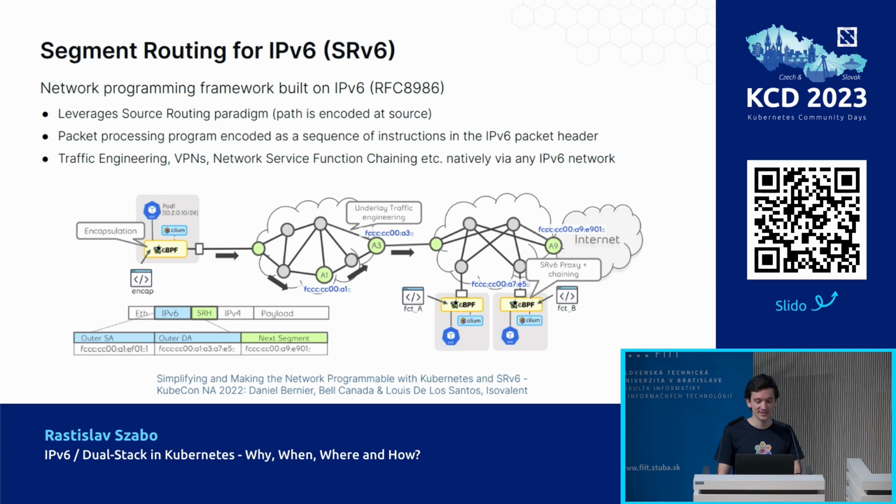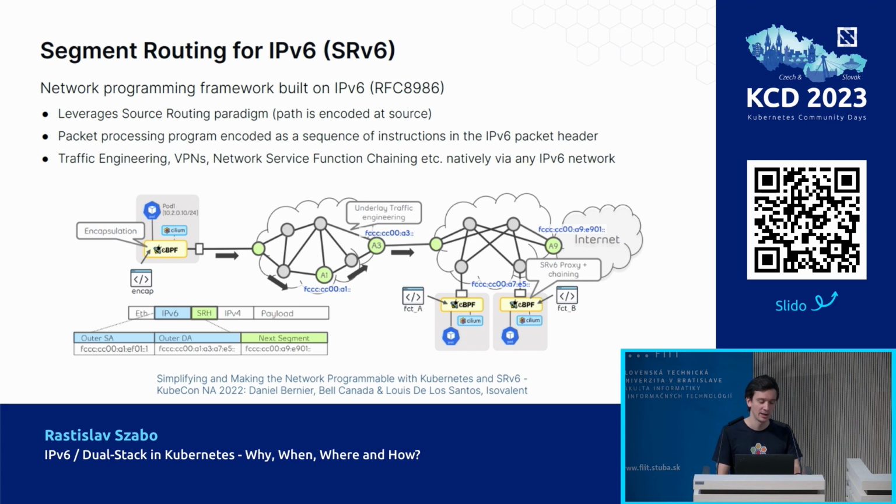So segment routing for IPv6 is a network programming framework built on IPv6, which leverages the source routing paradigm. Source routing means that the whole path of the packet is encoded at the source of the segment routing domain. And what we call a packet processing program is essentially a sequence of instructions that can be part of the IPv6 header or IPv6 extension header that we call the segment routing header. And through that, we can do some clever things like traffic engineering.